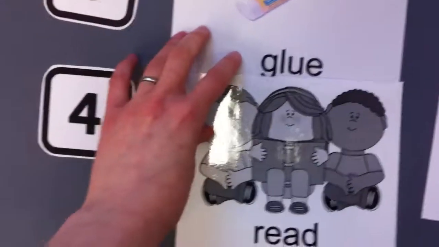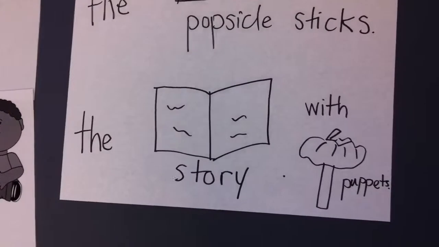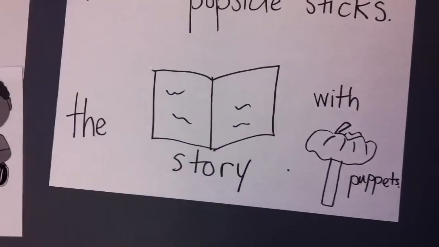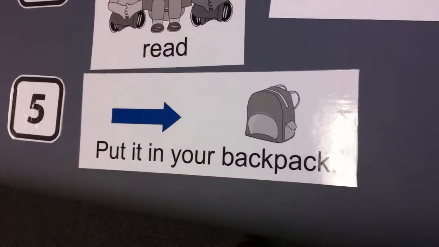The fourth step of this activity was to read the story with the puppets. So it was a bit of a puppet show and a story type activity. And the fifth step, after they were done all of this, was to remember to put these in their backpacks.